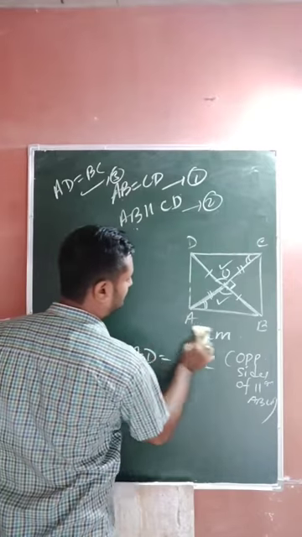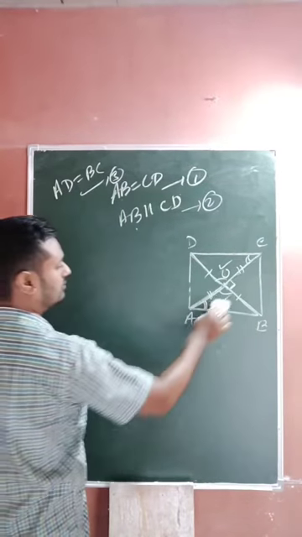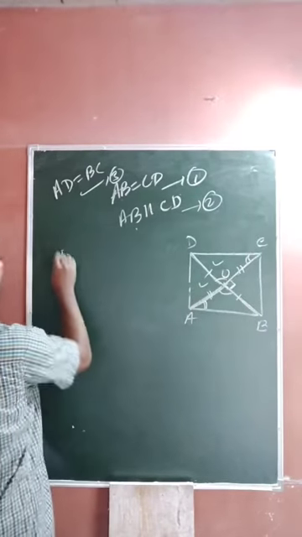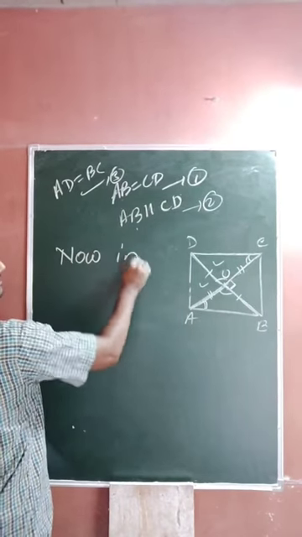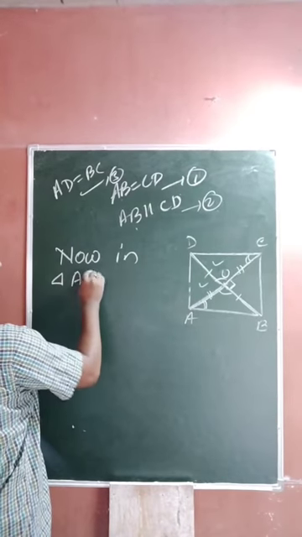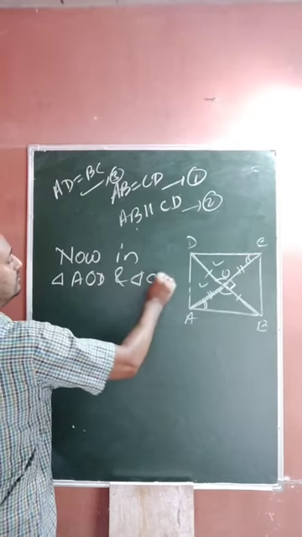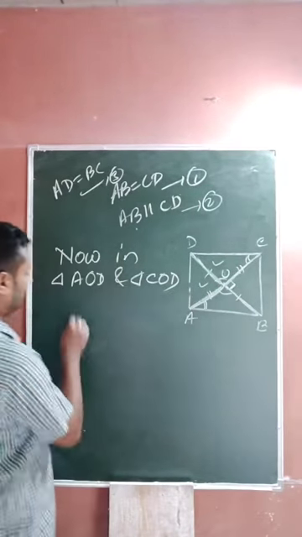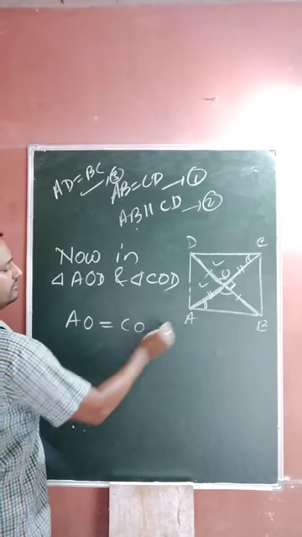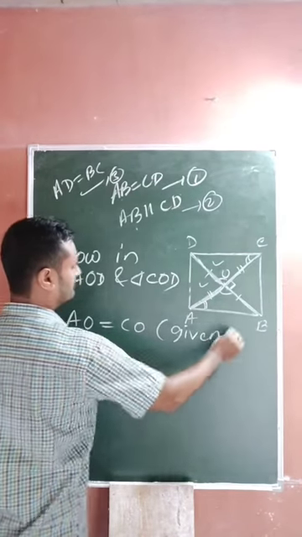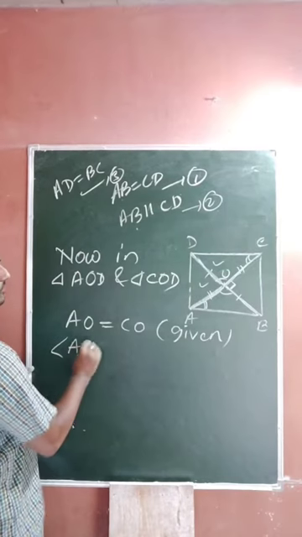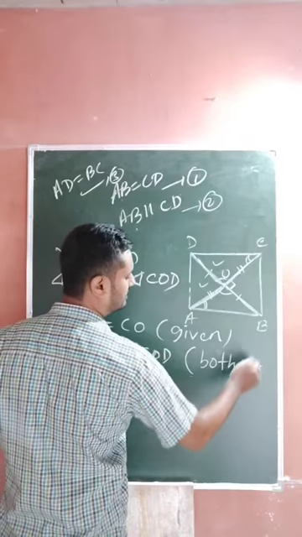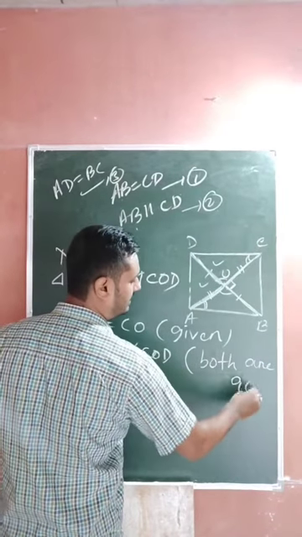So now you just prove these two triangles are congruent. Now in triangle AOD and triangle COD, so AOD this one and COD this one, AO is equal to CO, and angle AOD is equal to angle COD. Both are 90 degrees. Already we discussed that diagonals bisect at right angles.